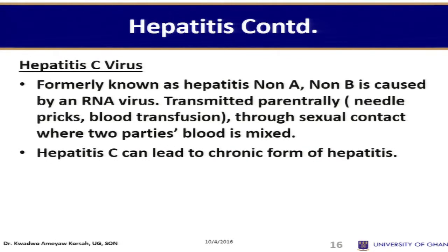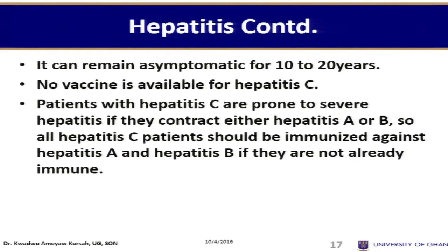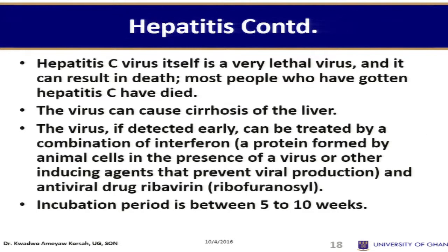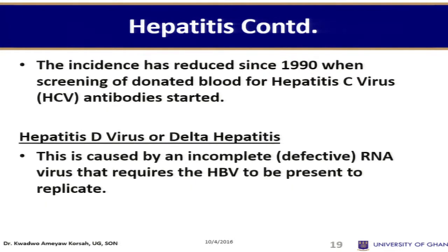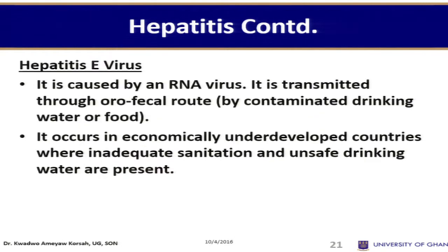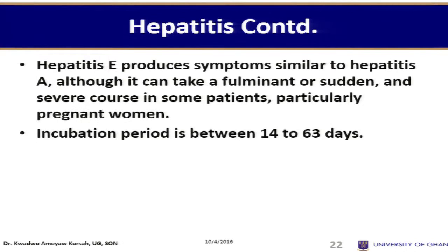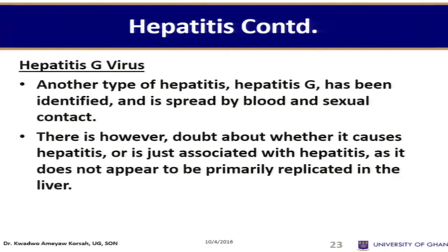We have hepatitis C, formerly known as non-A, non-B, caused by an RNA virus. It can remain asymptomatic for about 10 to 20 years. No vaccine is available. We have the D virus, the Delta virus. We have the E virus, and it is transmitted through the orofecal route. And then we have the G virus.